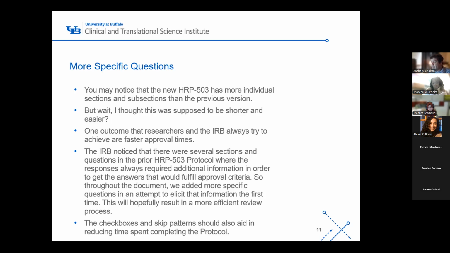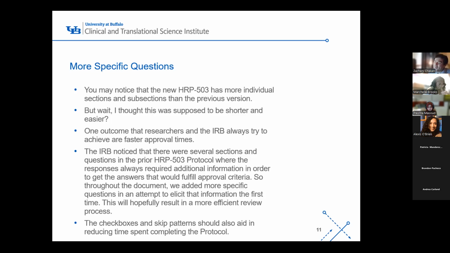But what that does result in is that there are a few places where there could be some sections or subsections that are larger than before. And there actually are more sections in this protocol than the previous version. So you might see that and go, wait a second, what type of used car salesman deal are they throwing here? I thought this was supposed to be shorter and easier. I don't like you guys anymore.